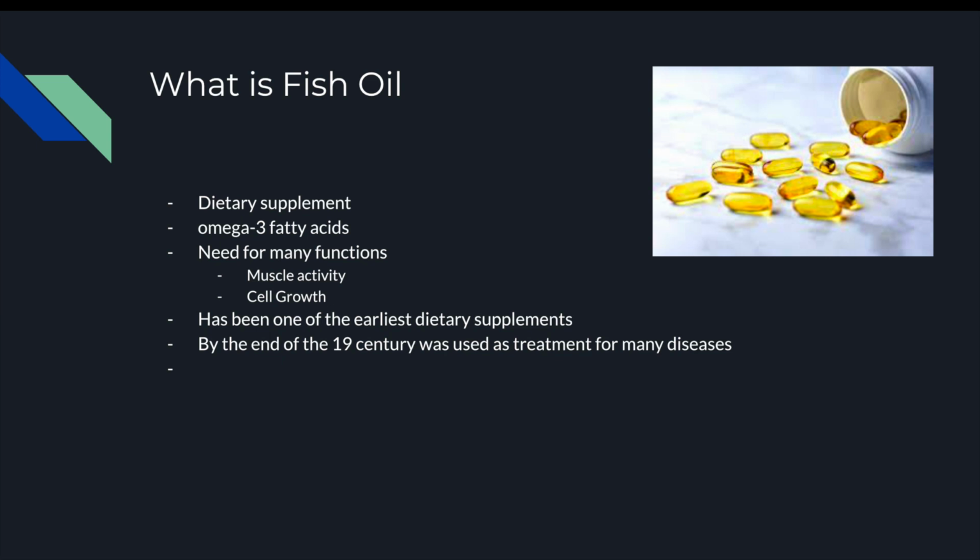So before we start, I want to give a little bit of an overview on what fish oil is. Later on, Chance will be talking about this more. But fish oil is a dietary supplement and omega-3 fatty acid and is used for many functions. Some of these functions include muscle activity and cell growth. It has also been one of the earliest dietary supplements, and by the end of the 19th century was used as a treatment for many diseases. So what we know is basically that it has been around for a very, very long time, and it has benefited many people throughout the course of its discovery, and since it was being used in medical offices as well. And from there on, we have learned way more about it, with more science and more technology as well.